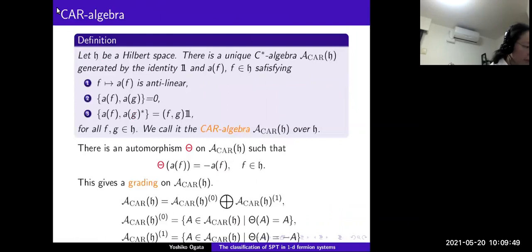So in this talk, what I'm interested in is the Fermion system. It is a C-star algebra called the CAR algebra over some Hilbert space H. But probably I don't need to explain about it for this audience. And for this C-star algebra, there is an automorphism theta, which is defined like this.